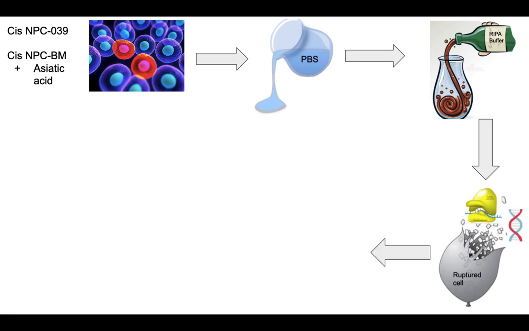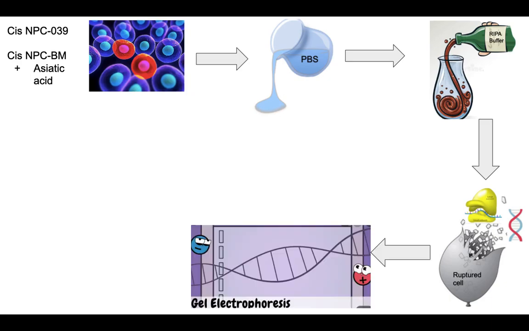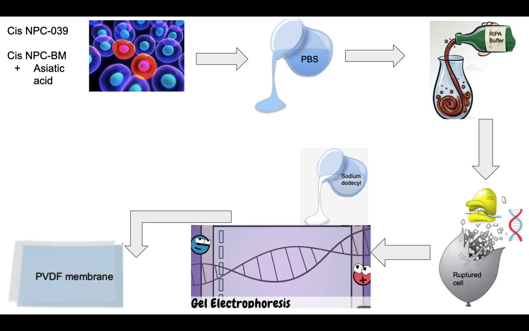This is important as the gel electrophoresis step, which is next, enables the DNA and the proteins to be separated by the addition of sodium dodecyl sulfate. Following this, once the DNA and proteins are separated, they are transferred onto a PVDF membrane. This is known as the Western transfer.